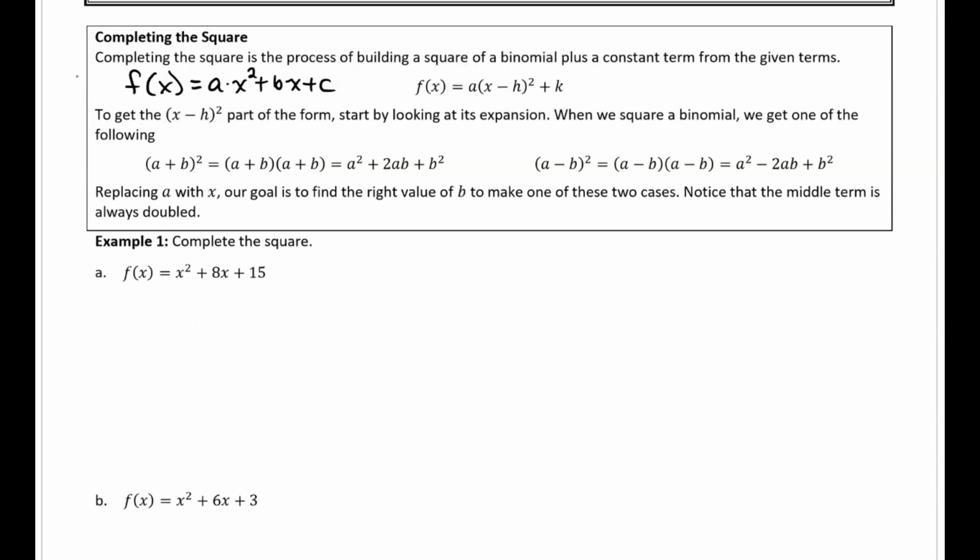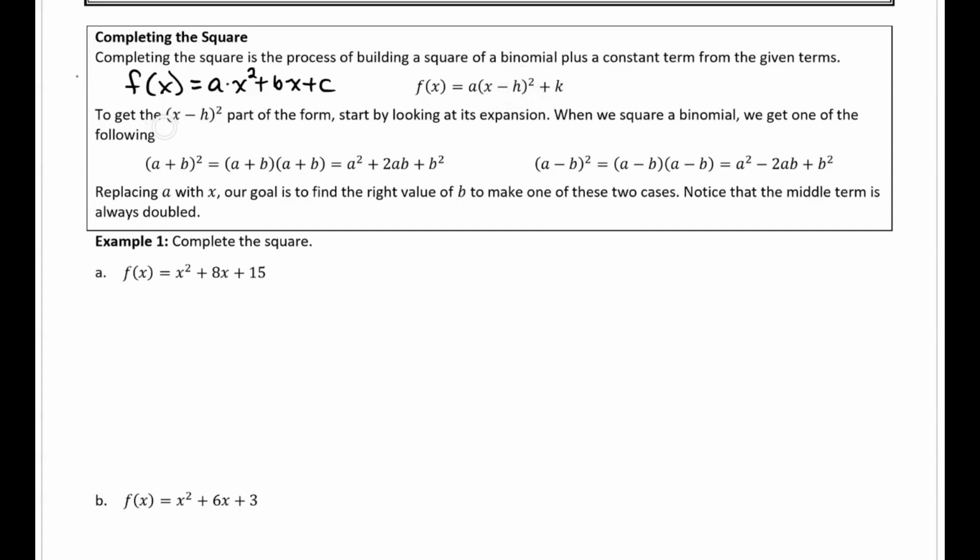In our vertex form over here, our goal that we're trying to get to, we have this letter a, and that's going to be a coefficient, some number in front of my squaring term. I have this h and this k here. Now these are going to be constants, some sort of number, positive or negative. So again, the goal is to make that x minus h happen.